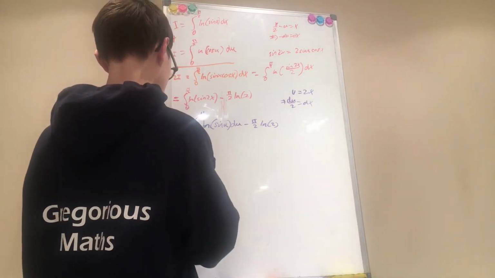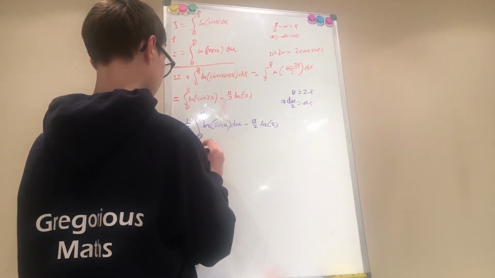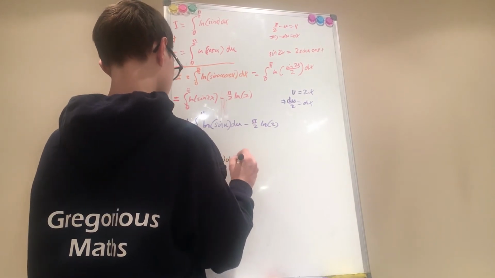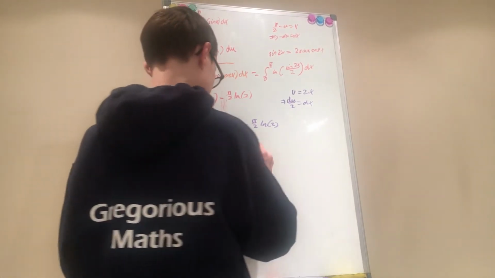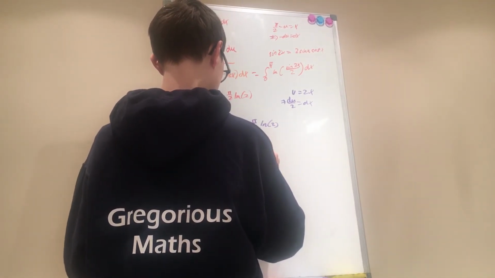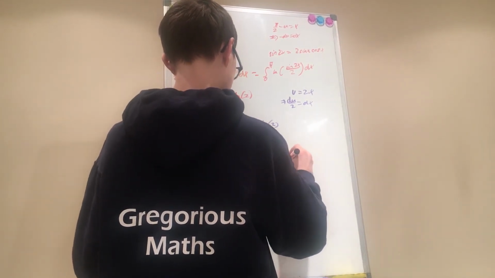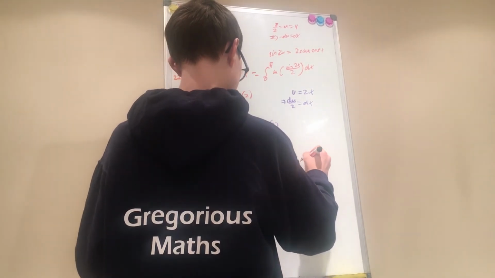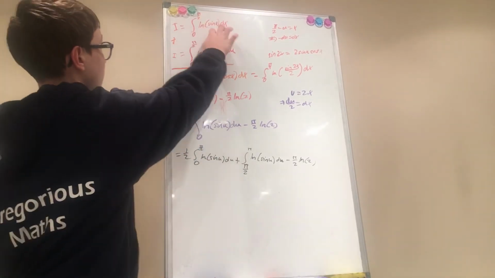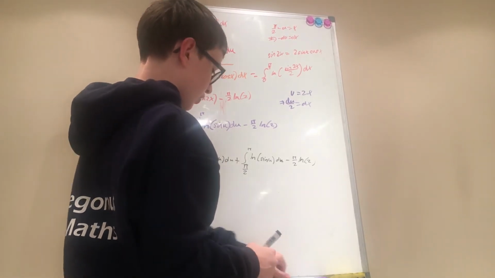This equals 1/2 integral between 0 and pi over 2 of ln of sine of u du. And then we have to add the integral between pi over 2 and pi of ln of sine of u du minus pi over 2 ln of 2. Okay? This is precisely 1/2 I. Okay? And now, substitution number 3, I believe.